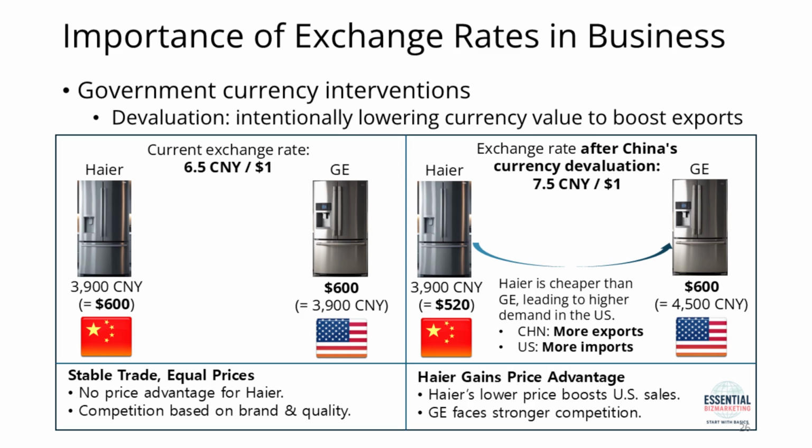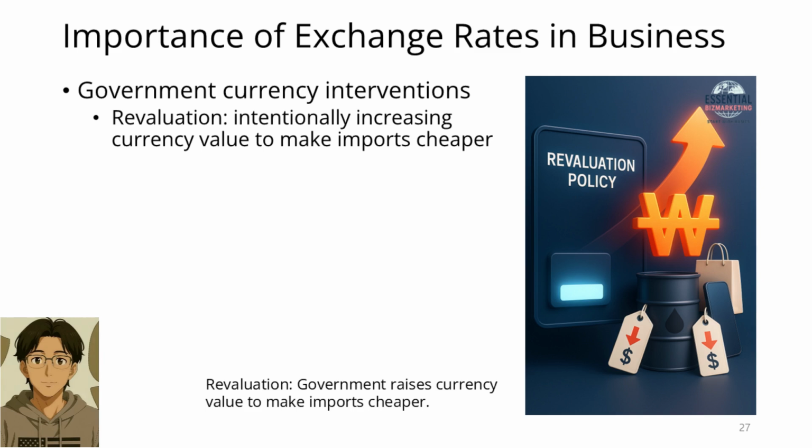Let's summarize the trade impact of devaluation. Haier's lower price gives it a strong edge in the US market. As a result, Haier gains sales while GE faces stiffer competition. Now let's look at the opposite policy, revaluation. Governments may raise their currency's value to make imports cheaper for domestic consumers.